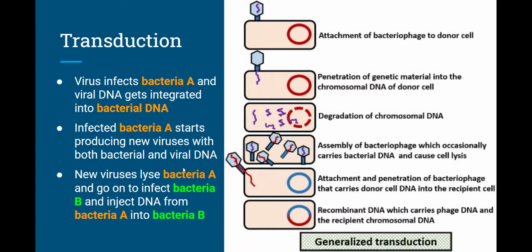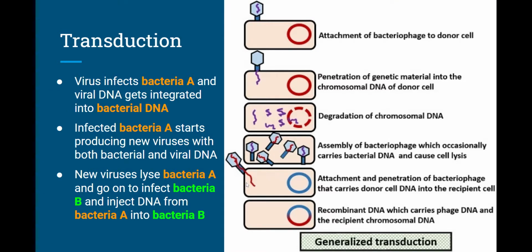The last form is called transduction. Watch the video on viruses to learn more about bacteriophages. But what viruses do is they infect a cell, insert their DNA, that gets incorporated into the host DNA, and they kind of take over or hijack the cell and turn it into a virus-making factory. Those new viruses now will have some of the DNA that was copied, and they'll move on to a new cell to infect it.